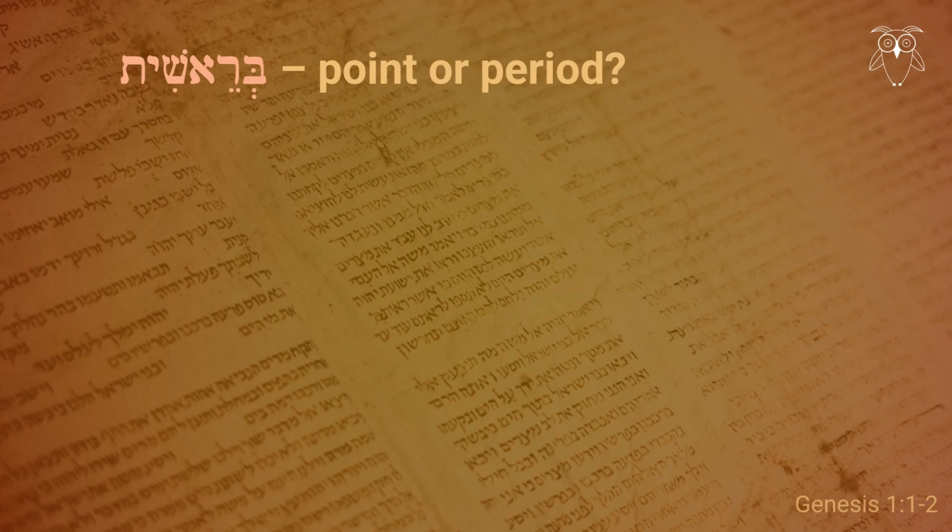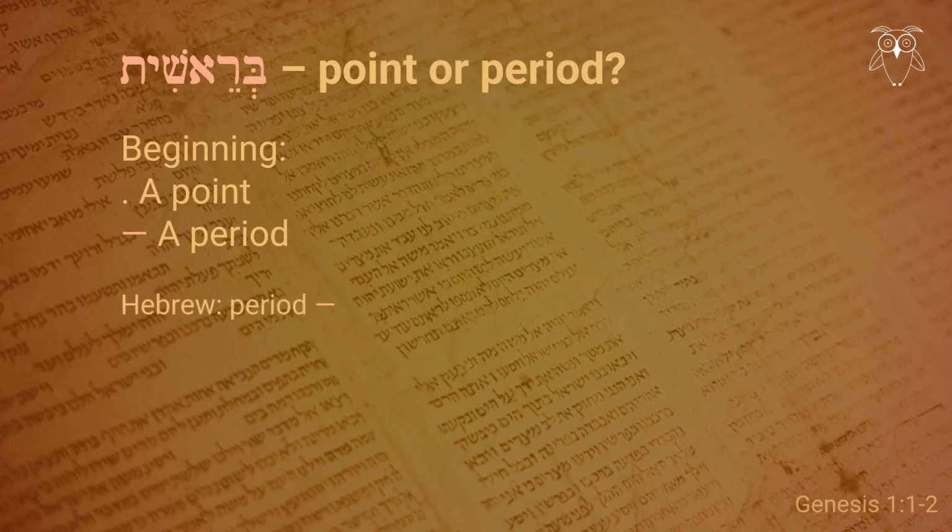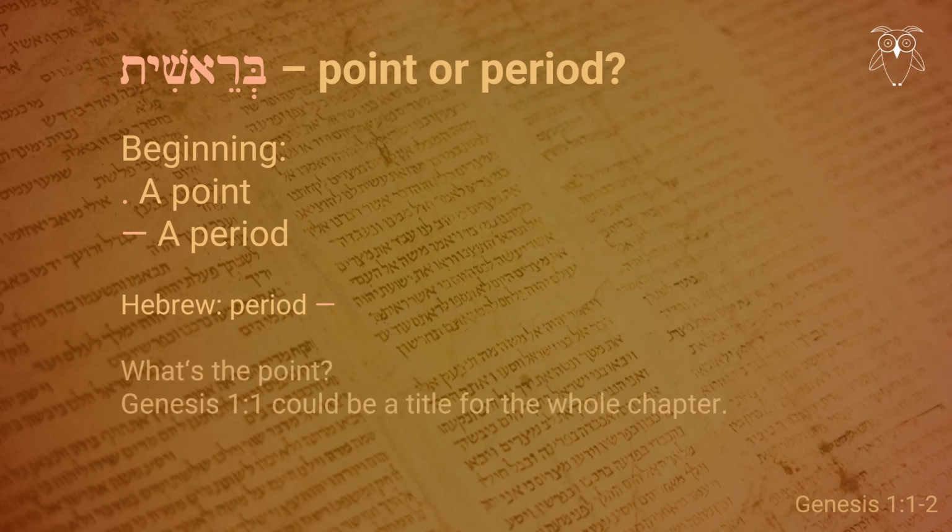One last quick comment before I end this video about something that will become relevant when we look at verse 2, namely, the word beginning in English is a little ambiguous, as it can refer both to a moment or a point in time or a period of time. In Hebrew, Bereshit is a bit clearer in this regard, as it refers to a period of time. It is therefore possible that verse 1 is the title, summarizing the whole of chapter 1, with the actual text beginning in verse 2.